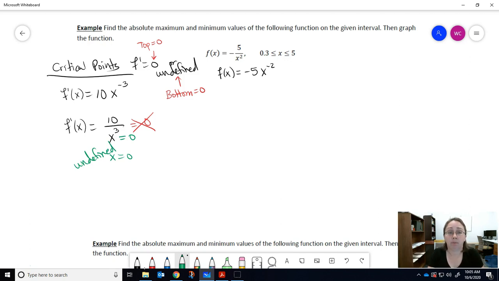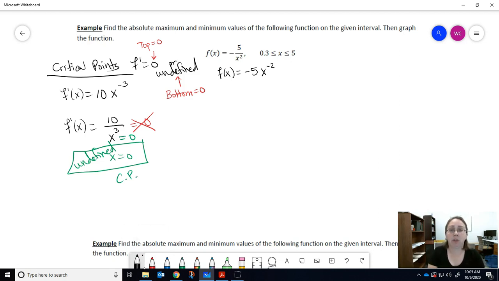So I've broken it down for you. The derivative is 0 when the top is 0. The derivative is undefined when the bottom is 0. So use that trick to help you simplify your work on these problems. So this is our critical point. X equals 0, because that's what makes the bottom 0, which makes it undefined.